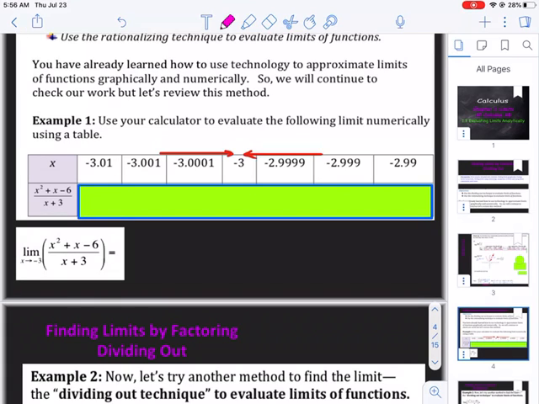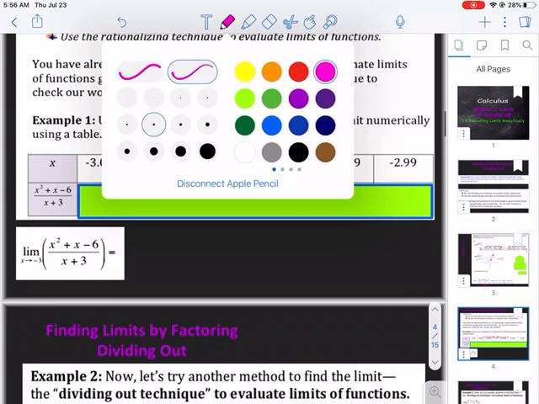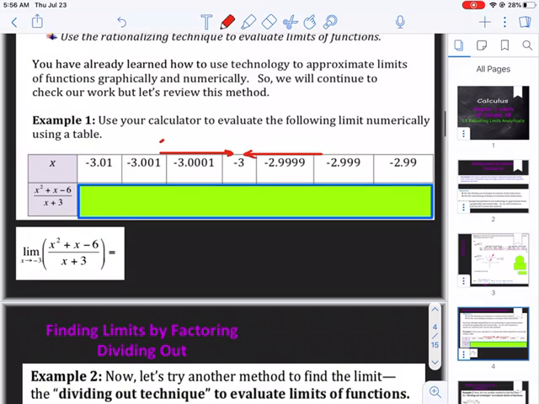So pause your video and check these values out. You see that x is approaching from the left, and x is approaching from the right on the other side. x is approaching the value of -3. So fill in the table and check back in just a moment.